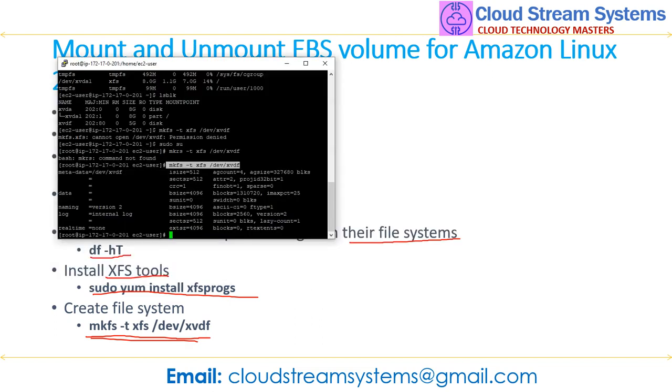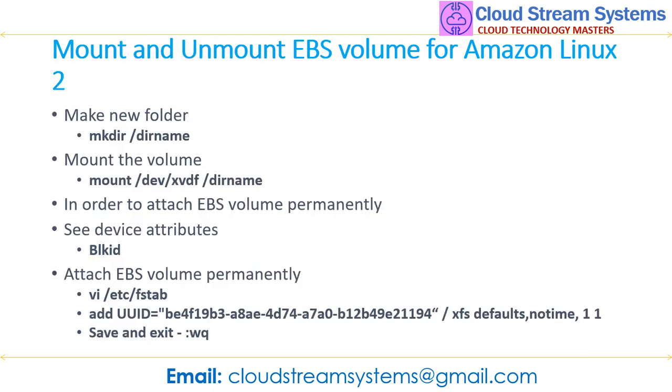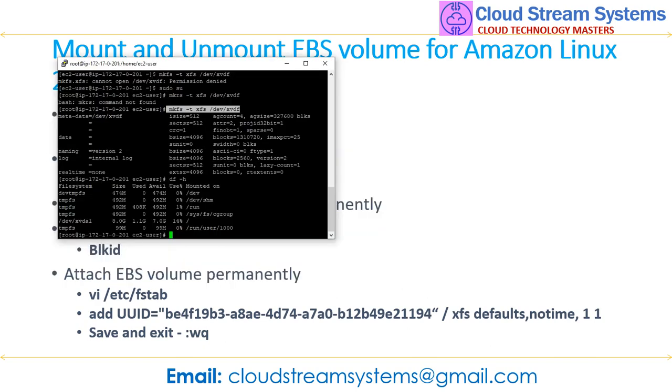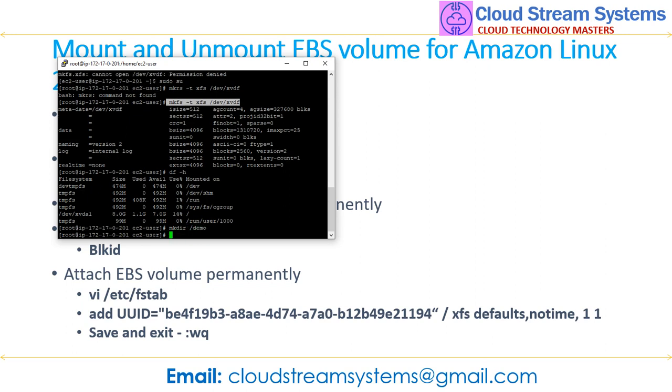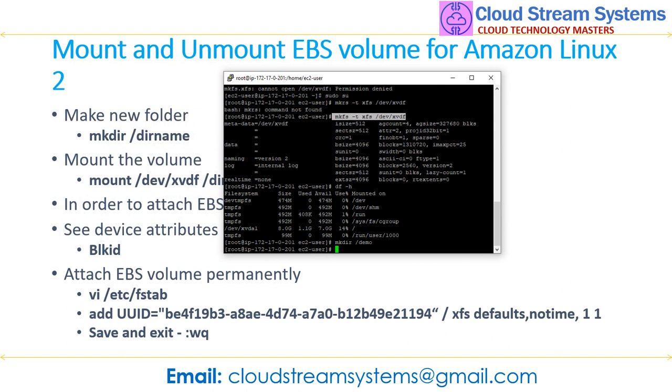Now you created the file system, let us see if it's attached. df -h, you still don't see it. Again you have to mount it. In order to mount that volume, you have to create one directory at the root folder. So let us try to create one. Directory demo is created successfully. Let us attach the volume to this directory.